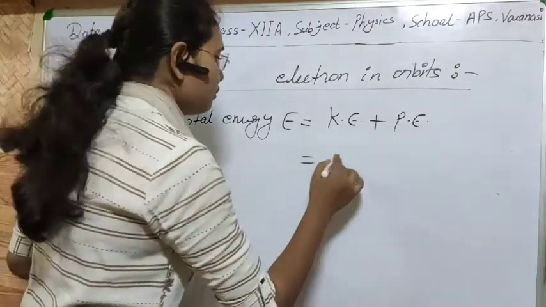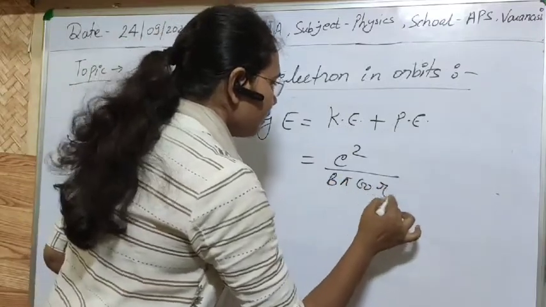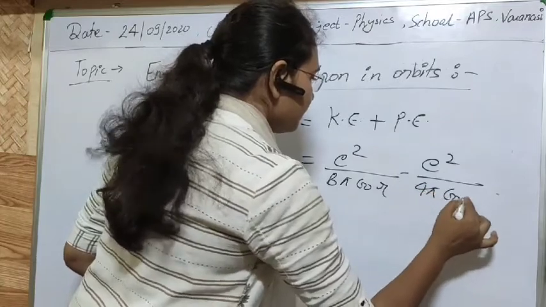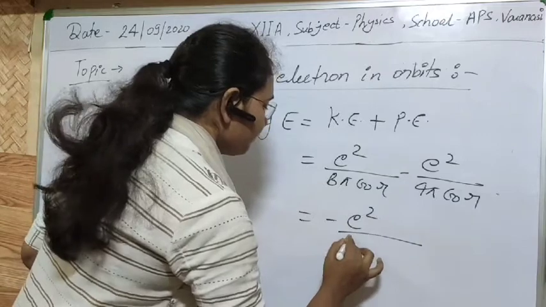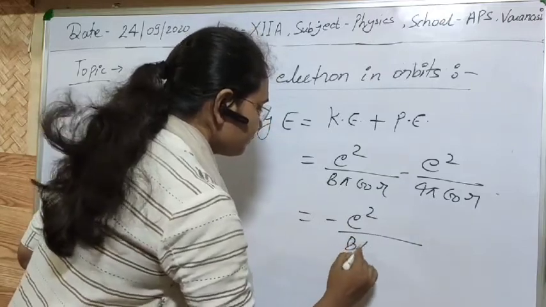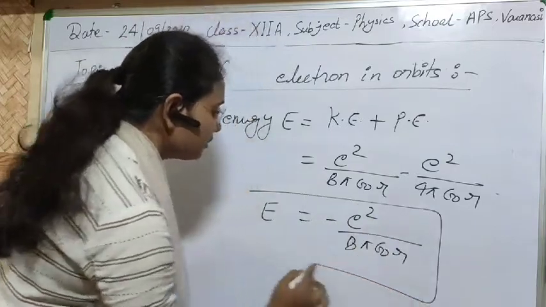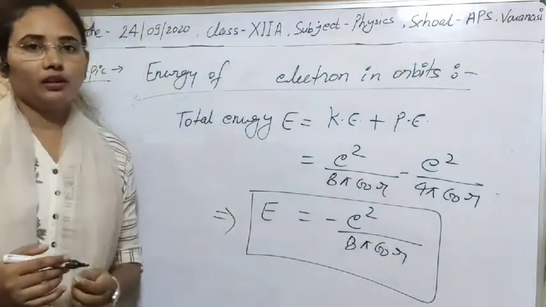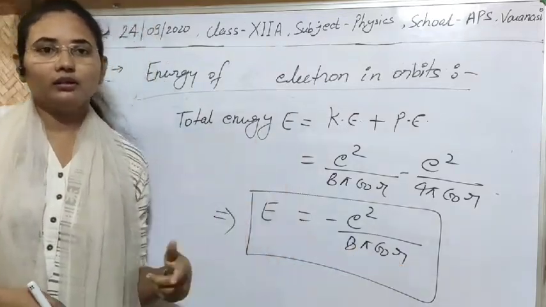As you know the value of kinetic energy and the value of potential energy, after solving we will get this value. This is the total energy of the electron in any circular orbit of radius r around the nucleus.